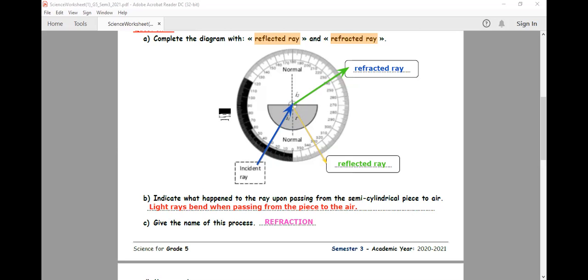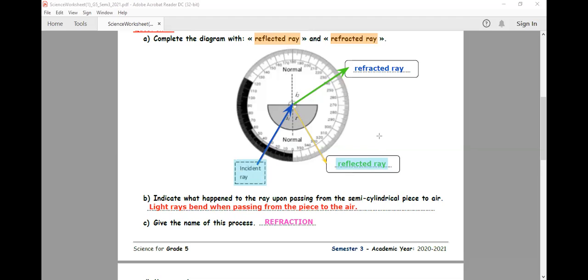So light is moving between two transparent mediums. How do we know which ray is the reflected one and which one is the refracted one? The reflected ray and the incident ray must be in the same medium.